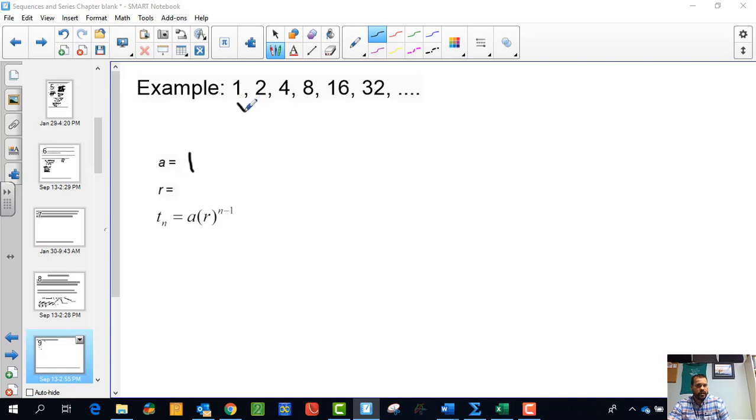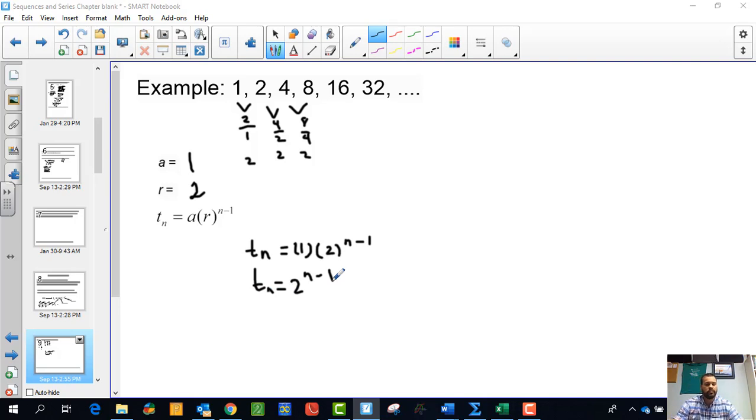To find the ratio, we're dividing, right? So we're going 2 divided by 1, 4 divided by 2, 8 divided by 4, and you'll notice that those all are 2. So the common ratio is 2. We're just doubling everything. And you may be able to recognize that without actually dividing the terms, but if you can't, that's how you find them. And then Tn, we just plug in a, which is 1, and we plug in r, which is 2, to the n minus 1. And if you then simplify that slightly, you don't need the 1, so you have 2 to the n minus 1. That's how you find Tn. Okay?